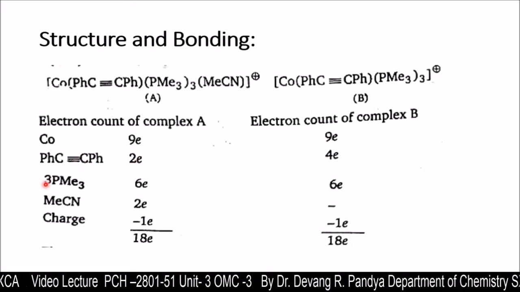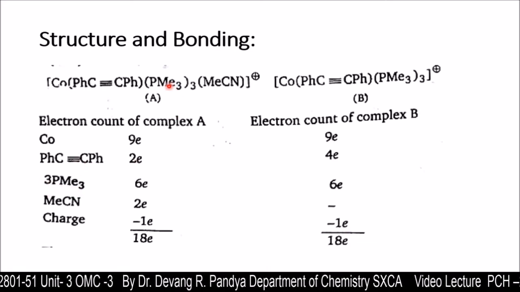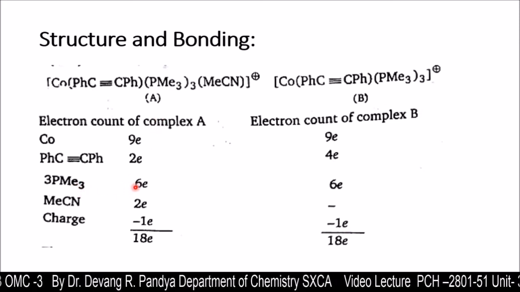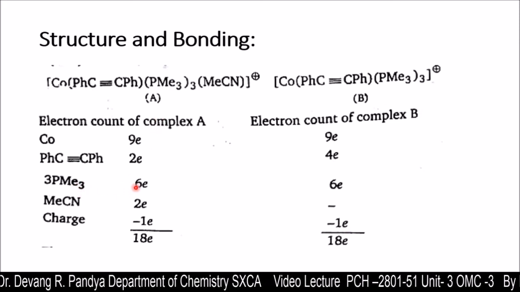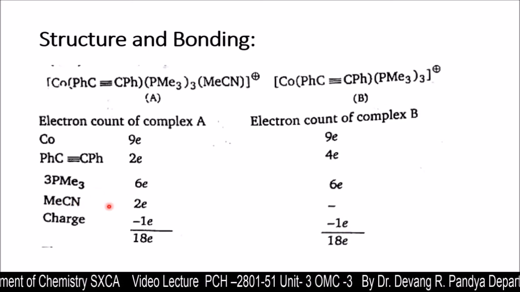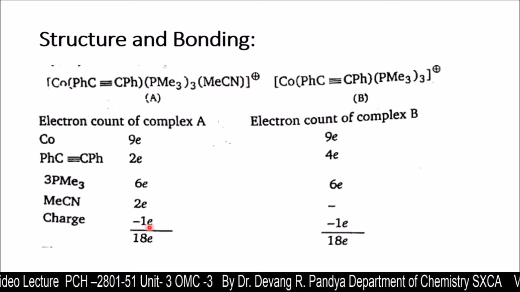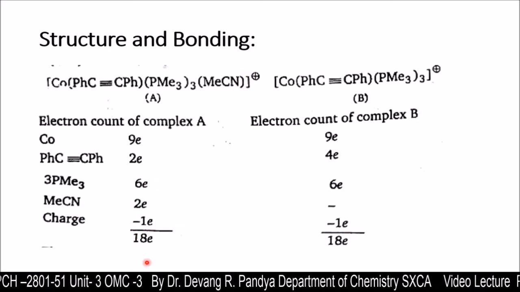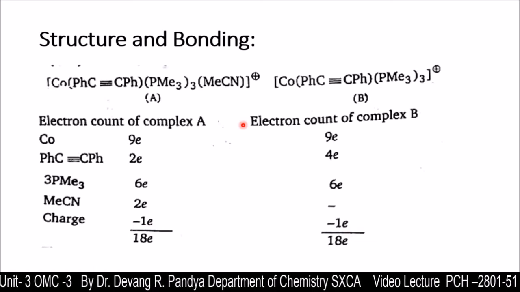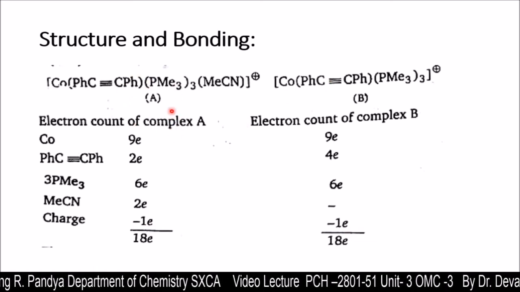Now here you can see that 3 trimethyl phosphine ligands are there, and these 3 ligands are going to donate 6 electrons to the central metal ion, and 1 methyl cyanide is going to give 2 electrons. The overall charge of the complex is +1, so -1 electron would be there. Total 18 electron count would be over here, which gives stability to the complex according to the 18 electron rule.